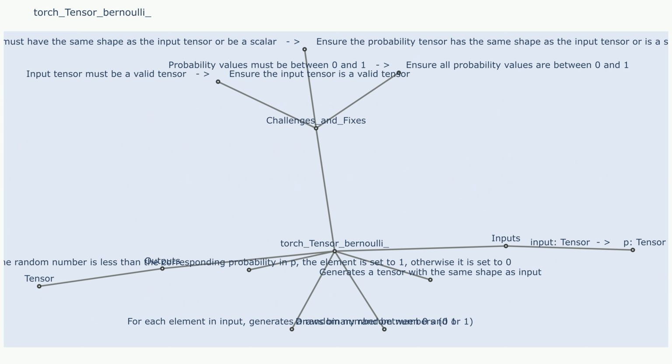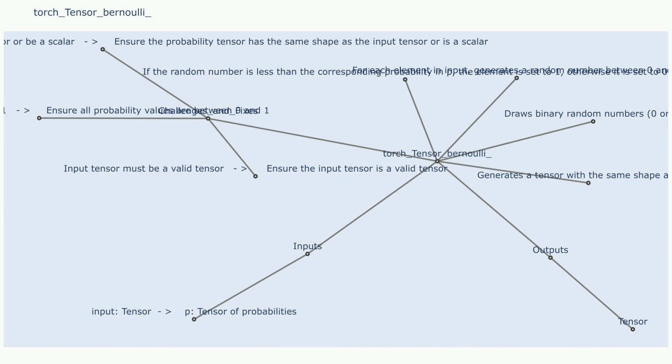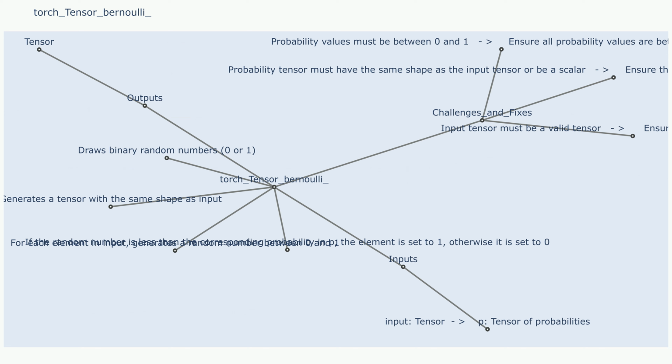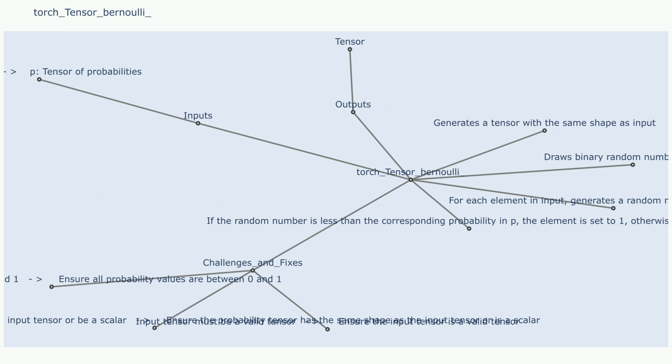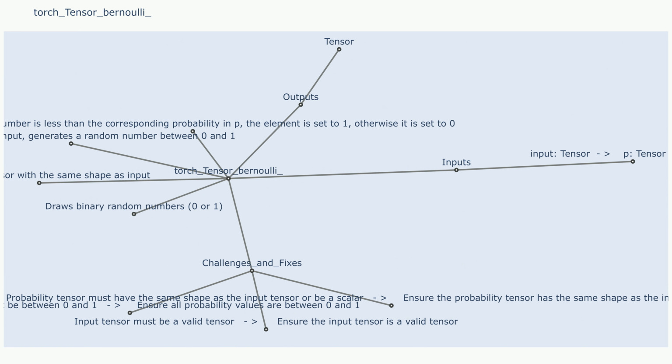Challenges and fixes. Challenge 1: the p tensor must have the same shape as the input tensor or be a scalar. Sample use case that resulted in challenge 1: trying to apply Bernoulli to a tensor with shape 2, 3 using a p tensor with shape 3. Fixes to challenge 1: ensure that the p tensor has the same shape as the input tensor or is a scalar. If p is a scalar, it will be broadcast to match the shape of the input tensor.